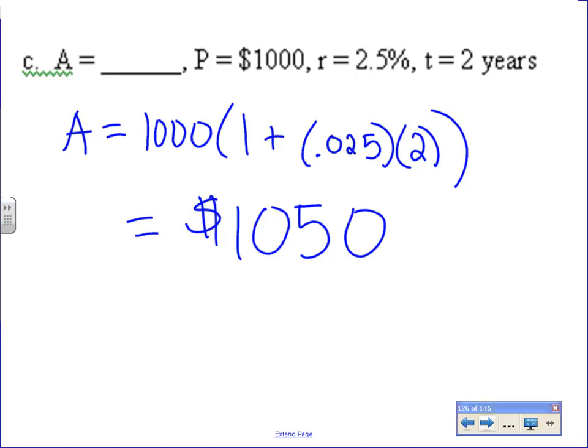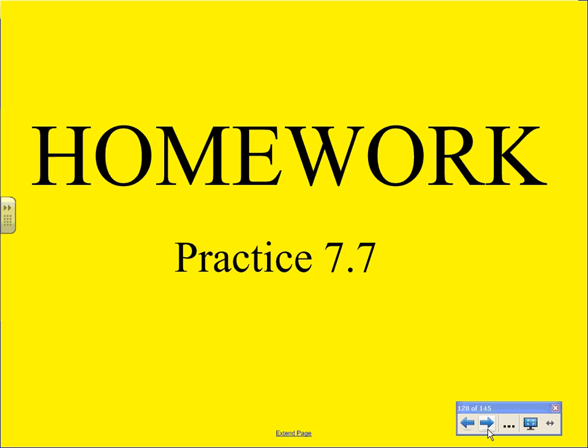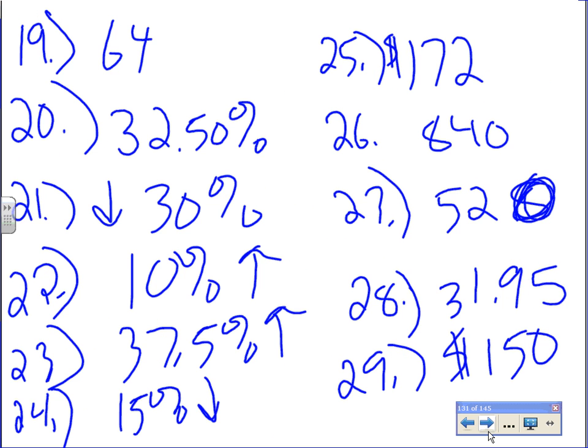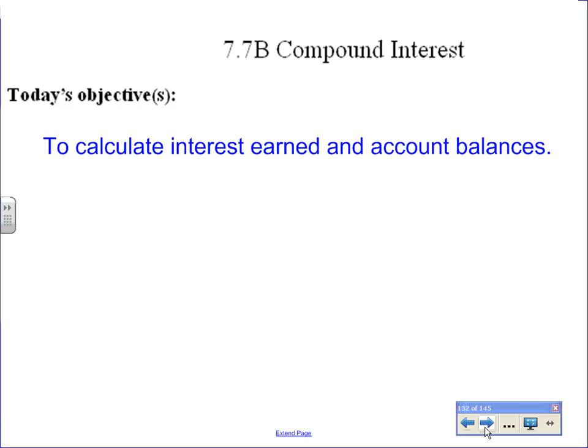Okay. Let's flip over to page 24 in your notes. I just want to talk for about 10 minutes about compound interest. This is the last formula in this lesson, but there are a total of 3 formulas. Too many formulas? Yeah. Last one, though. So 7b, which is really the same lesson, is to calculate interest earned and account balance.